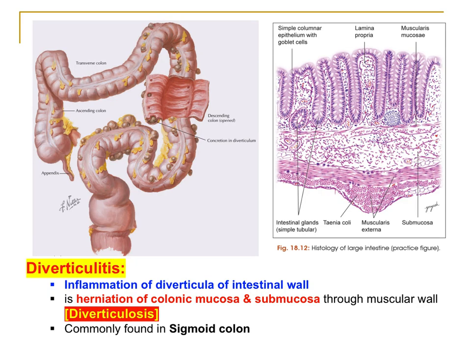Now let's move on to the clinical anatomies associated with the colon. The first one is diverticulitis. Before studying diverticulitis, it is necessary to know about diverticula. What do you understand by diverticulosis? Diverticulosis is the herniation of the colonic mucosa and submucosa through the muscular wall, and the inflammation of this diverticula is called diverticulitis.